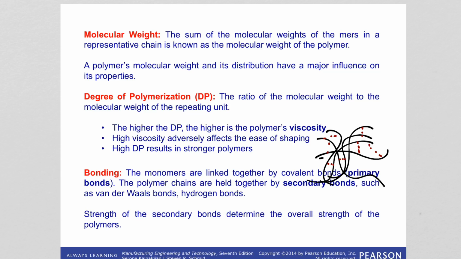So these weak bonds are actually breaking when we are trying to shape polymers. So the strength of the secondary bonds determines the overall strength. It can be made stronger, like covalent bonds, if you attach the chains with covalent bonds also, so you will create a very strong structure.